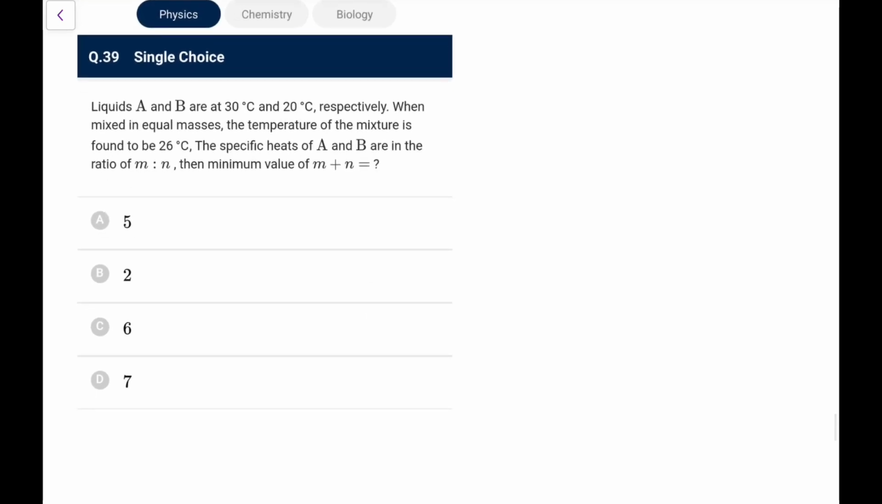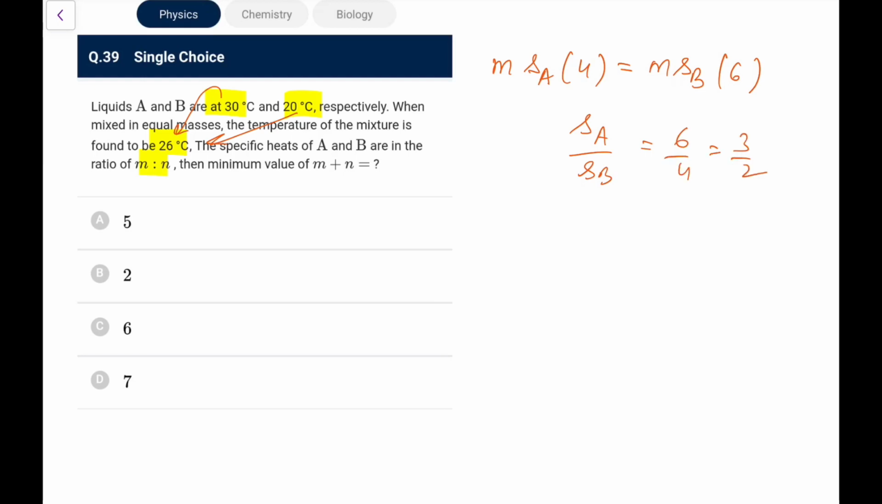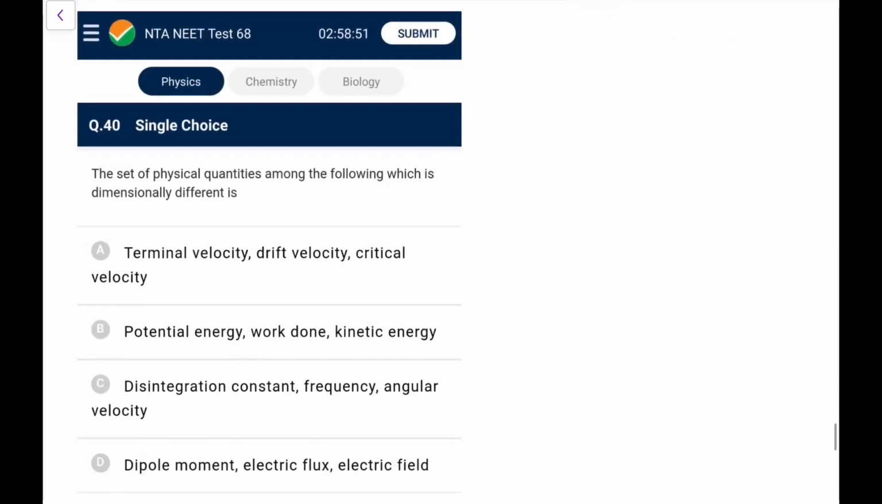The liquids A and B are at 30 and 20 respectively. When mixed in equal masses, the temperature comes out as 26. So specific heat is in the ratio m is to n. Then what happens? The change in A is 4 degree. That means mass of A, m, let's say S of A into change 4, that is the heat lost. That would be heat gain. Heat gain would be m into SB into 6. So SA by SB comes out as 6 by 4. So minimum value is 3 by 2, so 3 plus 2 would be 5. They have not given 10 as an option, otherwise you might make some mistake, but it's okay.